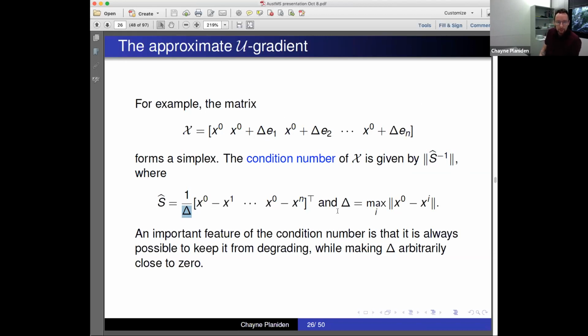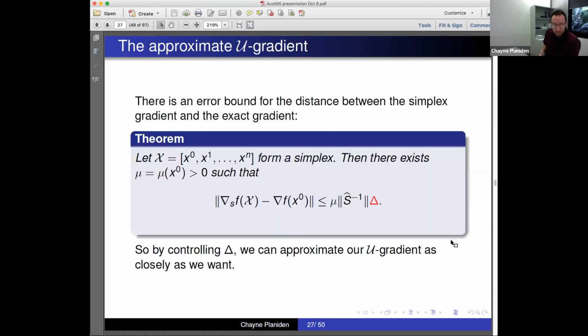And the condition number is what keeps this method from degrading as you're approaching 0. You can make delta arbitrarily close to 0 and your method will still function. So there is an error bound between the simplex gradient and the true gradient of the function. It's nice and simple. So you take the norm of the difference of the two gradient methods, and you get a constant times this condition number and times delta, the radius of your simplex. So you can control delta and thus control the approximation of your gradient.